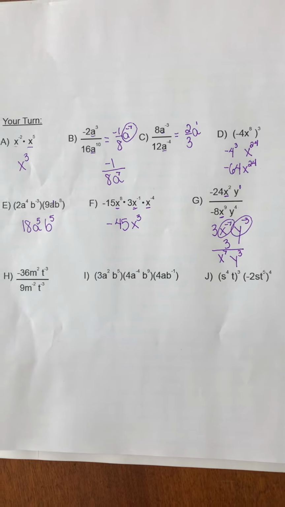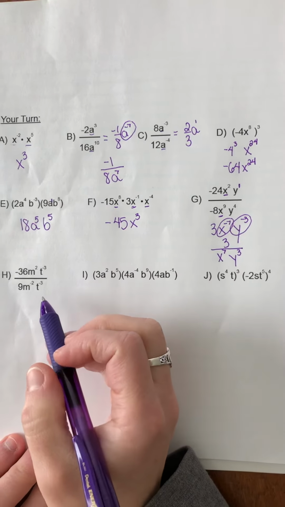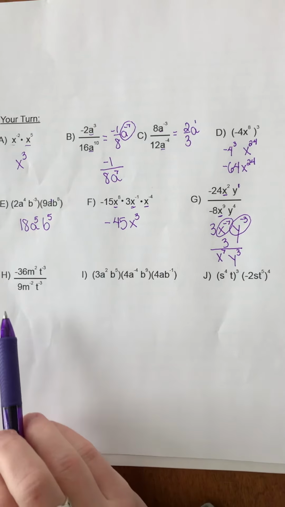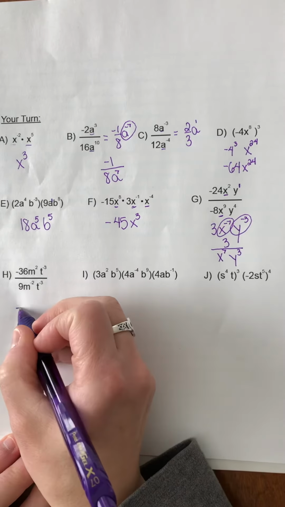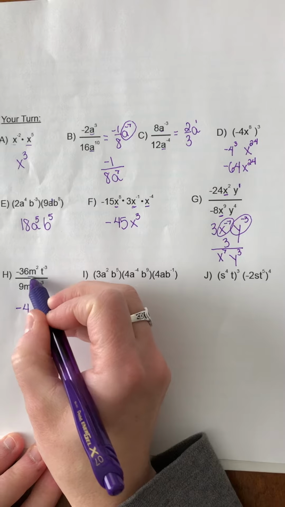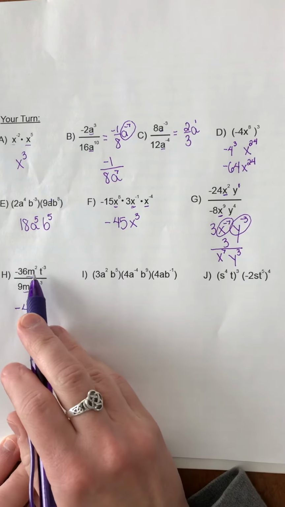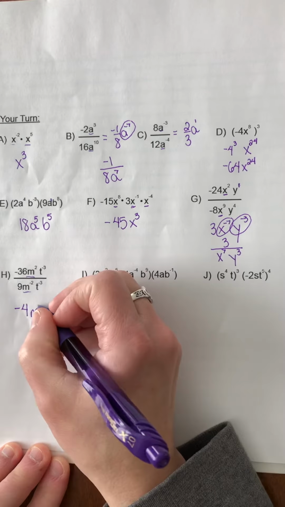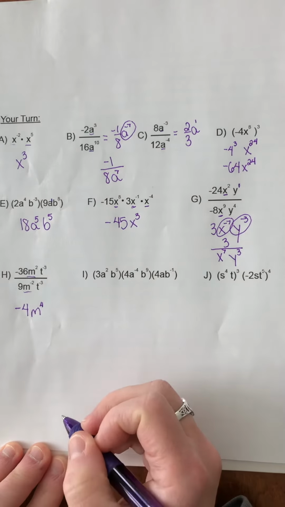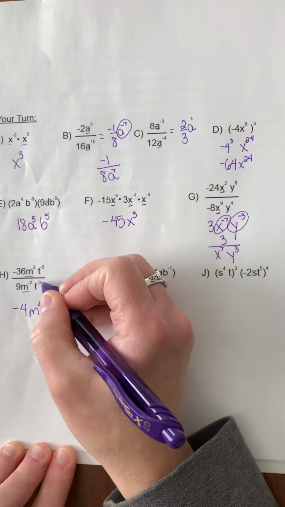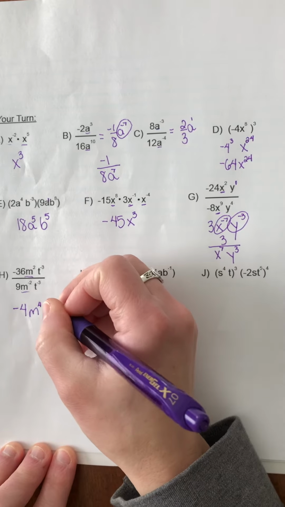All right, last line of these. So we are doing dividing. So we've got negative 36 divided by 9, so it's negative 4. And then we have m, so m to the 2 minus a negative 2 is plus positive, so m to the 4th. T to the negative 3 minus a negative 3, that's going to be 0.